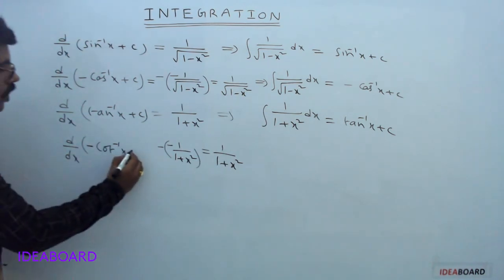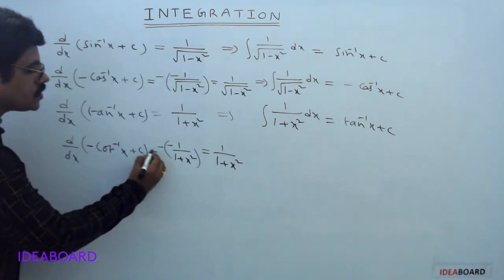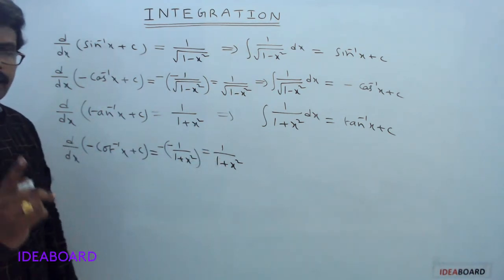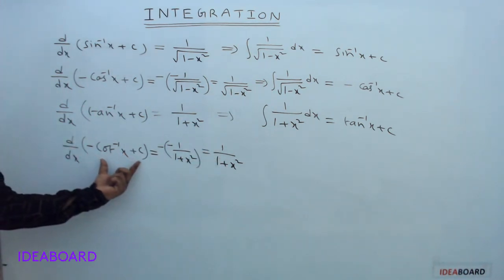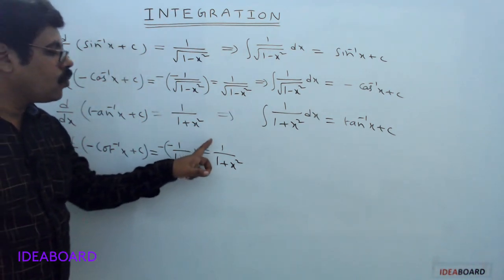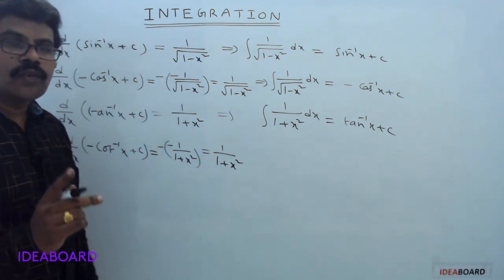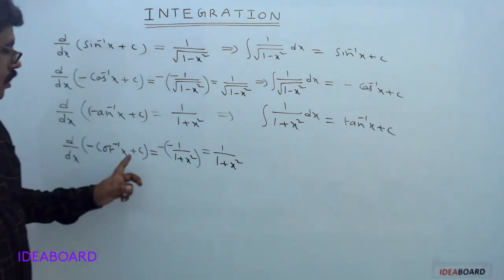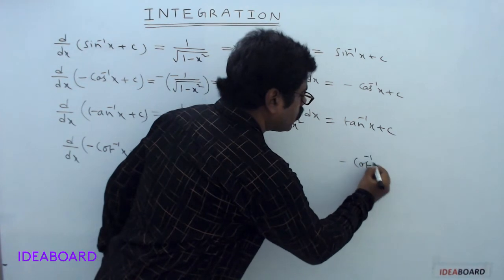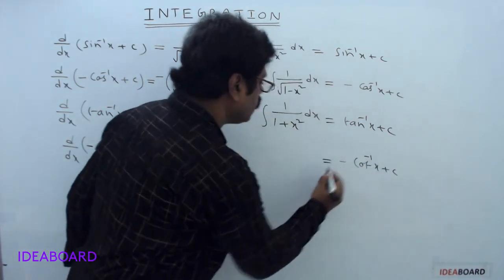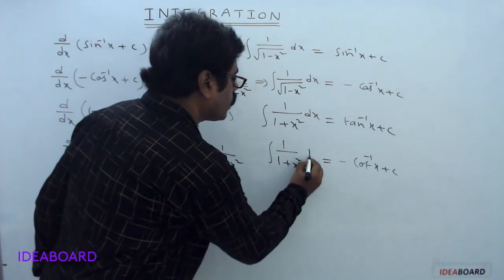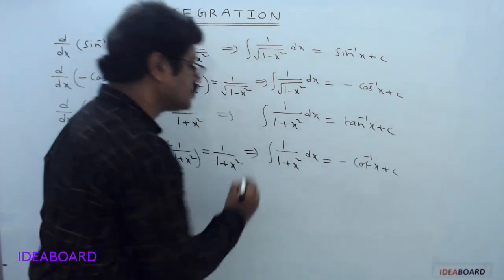If derivative of minus cot inverse x plus c equals to 1 by 1 plus x square, then minus cot inverse x plus c is called integral of a function 1 by 1 plus x square with respect to x. It can be written as minus cot inverse x plus c equals to integral 1 by 1 plus x square dx.